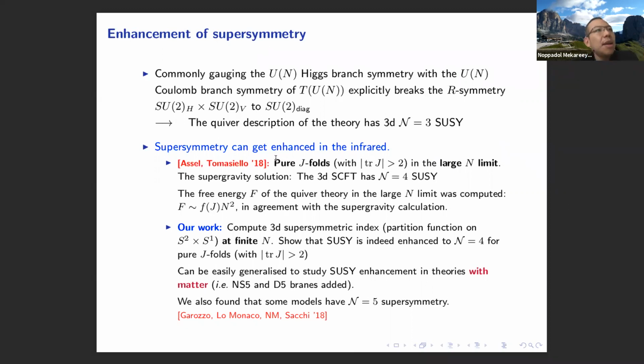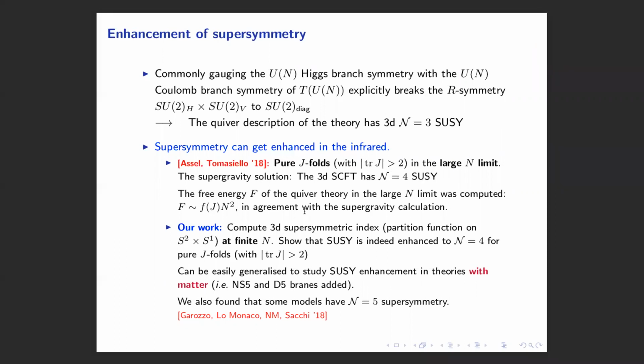However, if you look at the theory, there are 2 perspectives on this. One perspective is by Assel and Tomasiello. What they do is look at the POJ4, which means that you don't add any matter. You take the large n limit. The supergravity solution seems to suggest that this SCFT has N=4 supersymmetry.